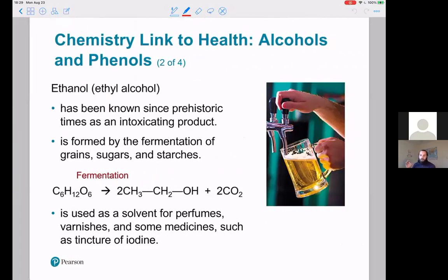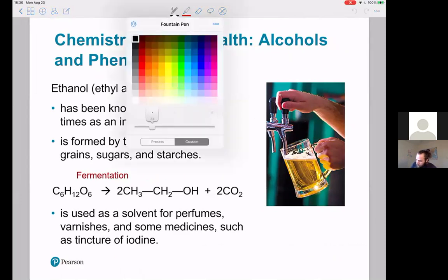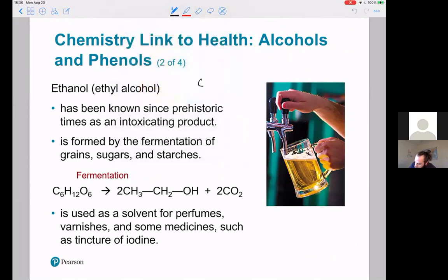Ethanol is what we mean when we say the alcohol that you drink in, say, beer. Ethanol being just a simple two-carbon alcohol, so CCOH, draw in my hydrogens. This would be ethanol. Ethanol's been known for forever.